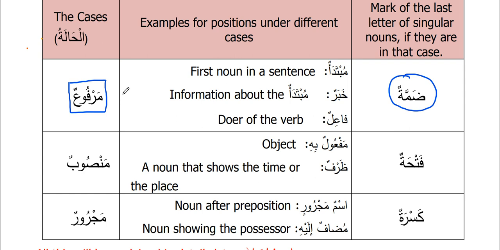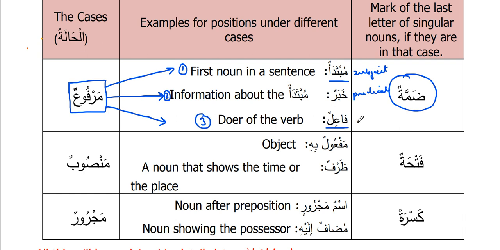So you can see in Marfu case we have three positions. Number one is the Mubtada, that I was just talking about in Jumla Ismiyah. Then the second position is the Khabar, that comes just after the Mubtada. This was called the subject, as you remember, I was speaking about it just now, and this is called the predicate. And the third position in Marfu case is the doer. Doer means the one who is doing the action, known as the fa'il. In English, you can say a doer.